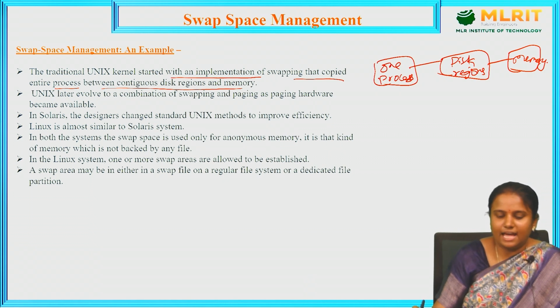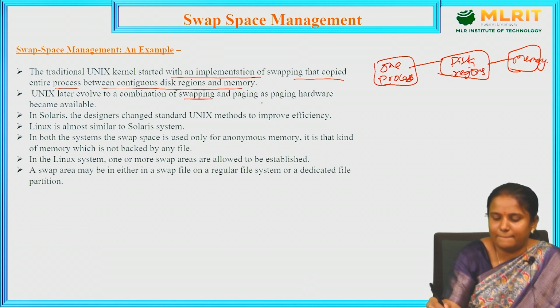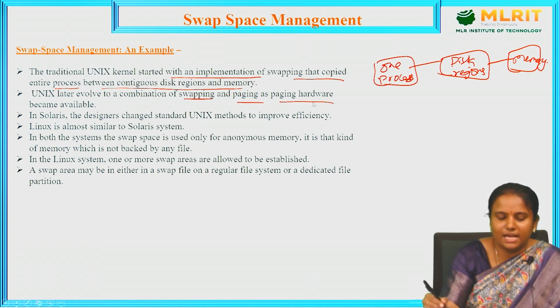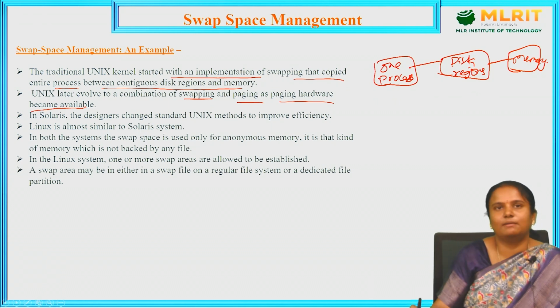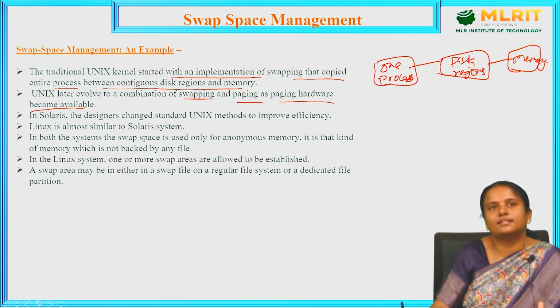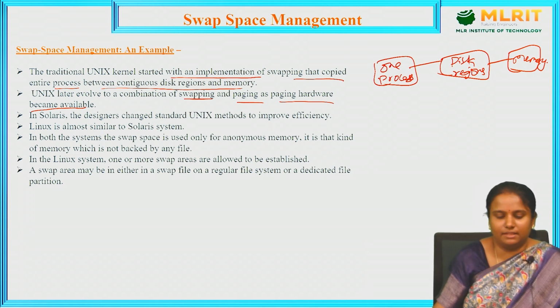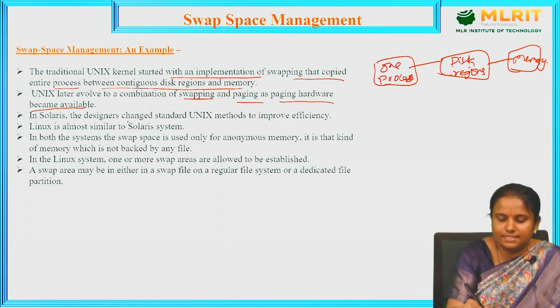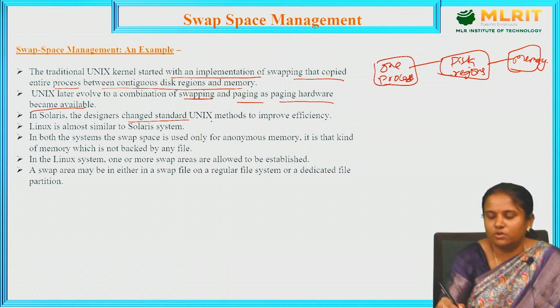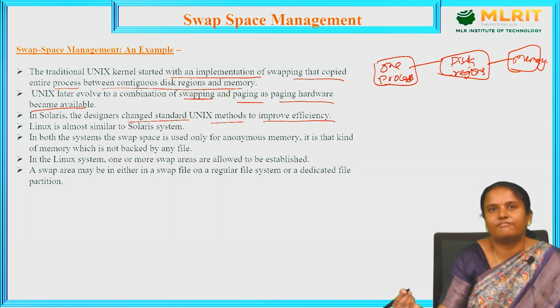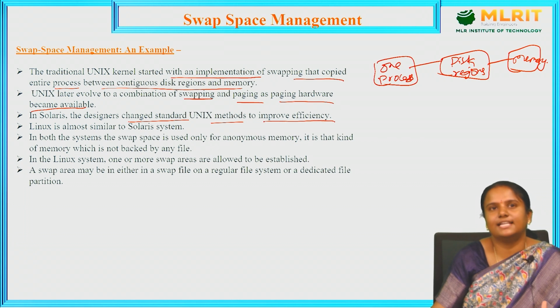Unix later evolved to a combination of swapping and paging as paging hardware became available. In Solaris, the designers changed standard Unix methods to improve its efficiency.